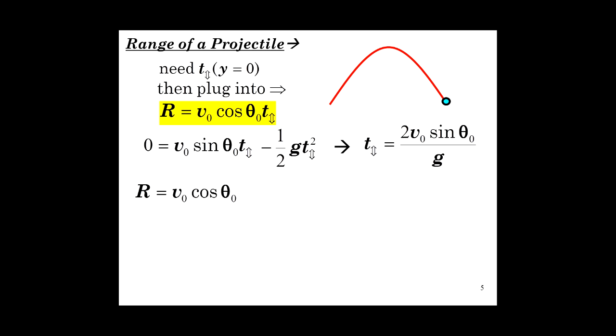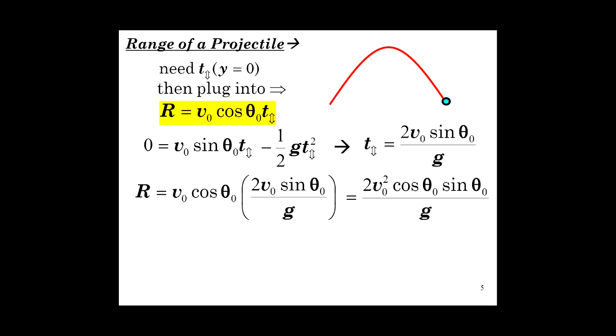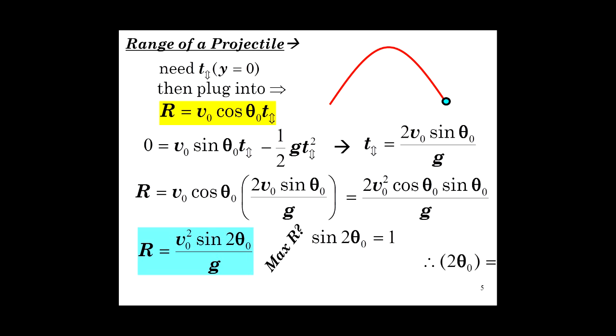Now the range is v0 cosine of theta, the vx, times the time. So just combine this together: 2 v0 squared cosine of theta sine of theta over g, and the double angle formula gives range equals v0 squared sine of 2 theta 0 over g. What's the maximum range? The maximum range is going to occur when sine of 2 theta 0 equals 1. That's going to happen when 2 theta 0 equals 90 degrees, so the maximum range is when the angle is 45 degrees.